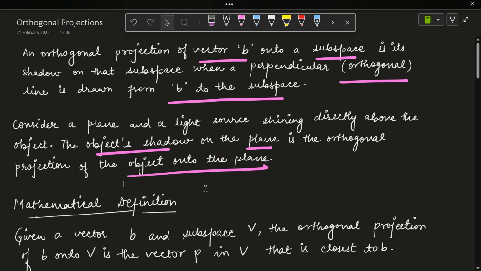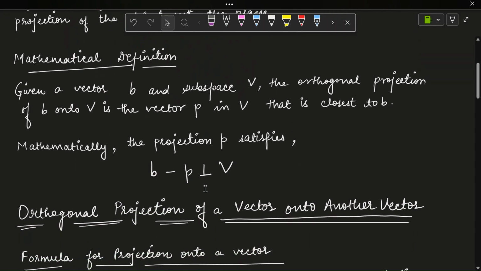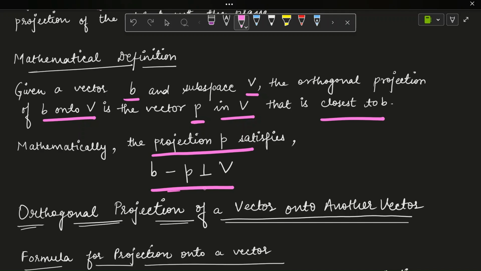Mathematically, we can define orthogonal projection as follows: given a vector B and a subspace V, the orthogonal projection of B onto V is the vector P in V that is closest to B. This seems confusing, but when you read it out two to three times, you will understand what the statement is trying to say. Mathematically, the projection P satisfies this equation.